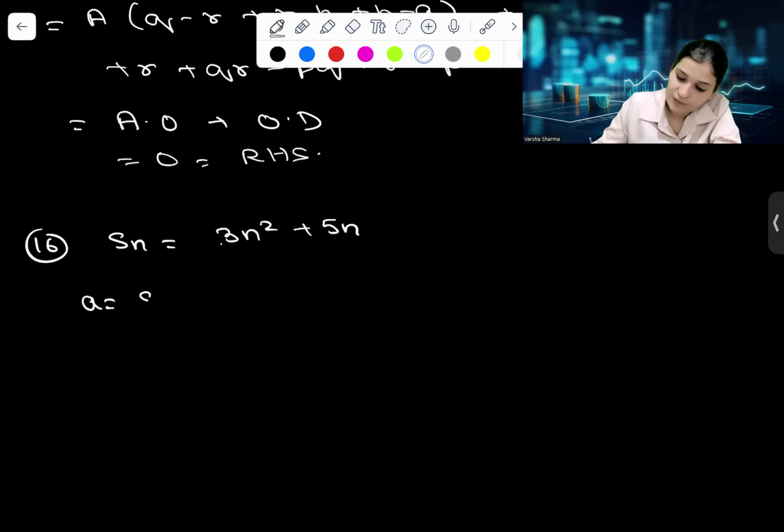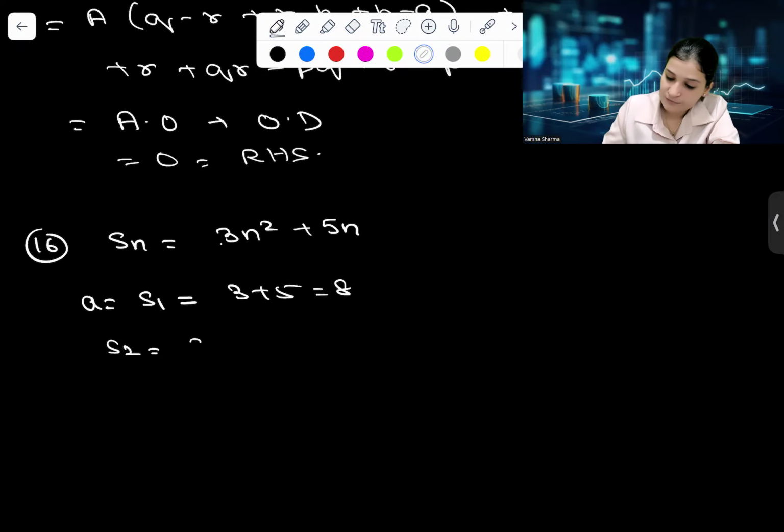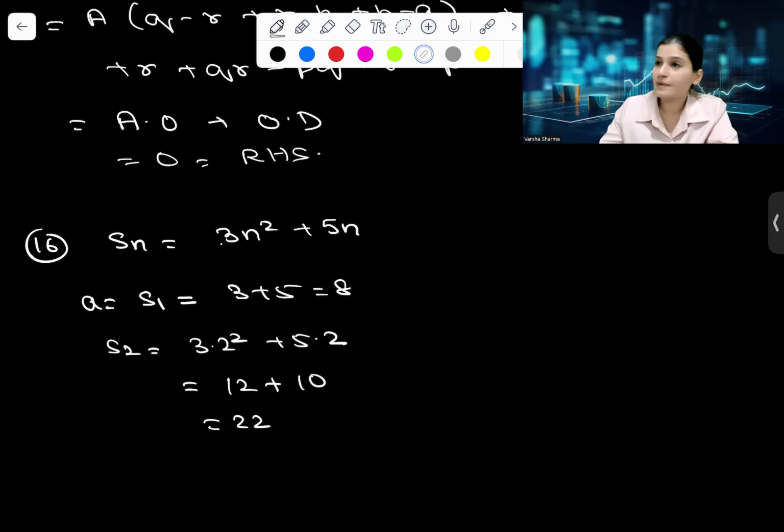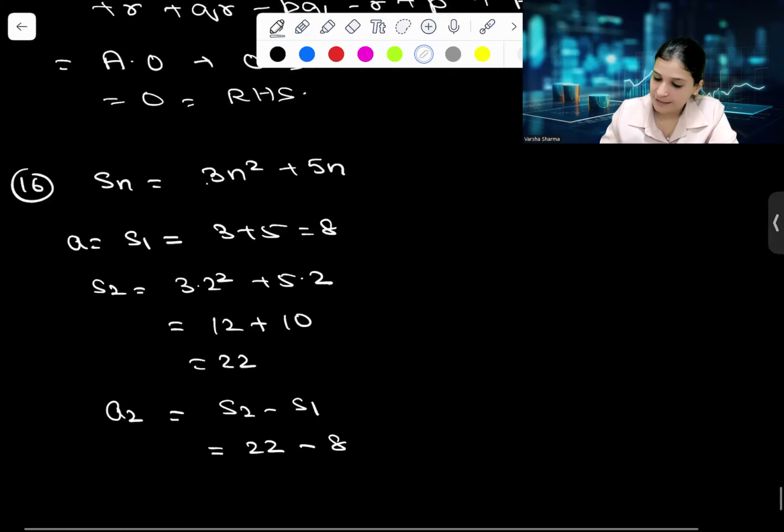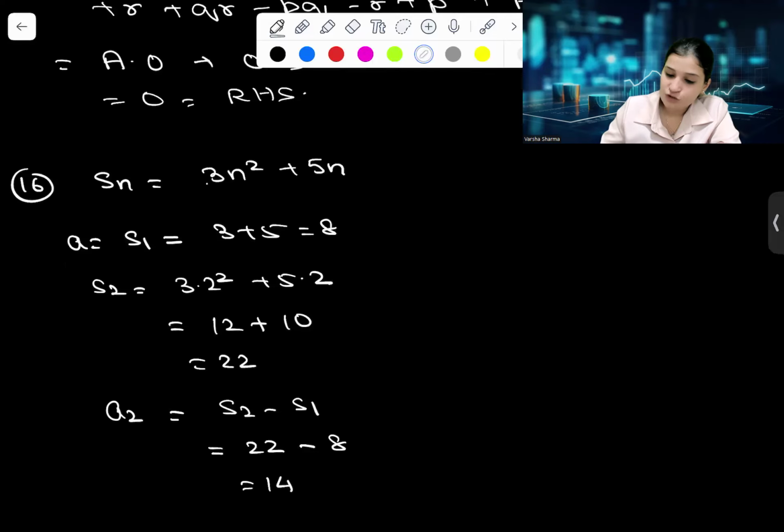A will be S1, 3 plus 5, 8. S2 will be 3 into 2 square plus 5 into 2. 4 3s are 12, 5 2s are 10, 22. So my second term will be S2 minus S1, 22 minus 8, that makes it 14. So my first term is 8.